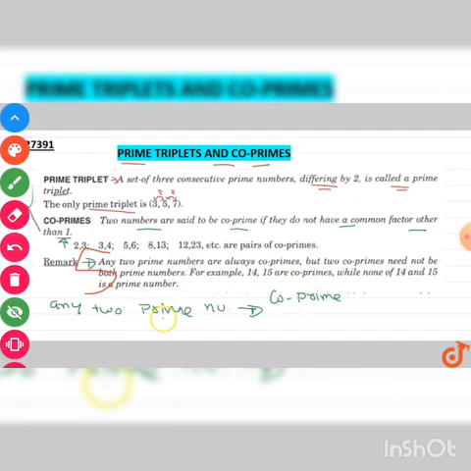So 3 prime numbers which have a difference of 2 are called a prime triplet. We have only one prime triplet, that is 3, 5 and 7. This is the only prime triplet. So understood? 3 prime numbers which differ by 2 are called a prime triplet, and its example is 3, 5 and 7. It is the only prime triplet.